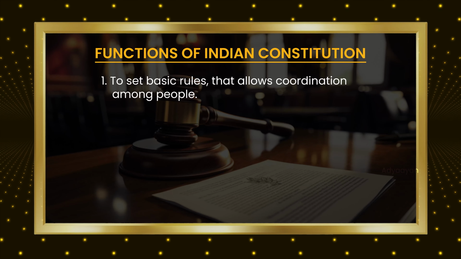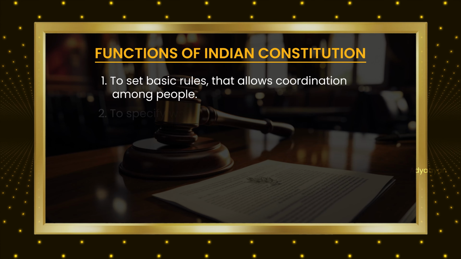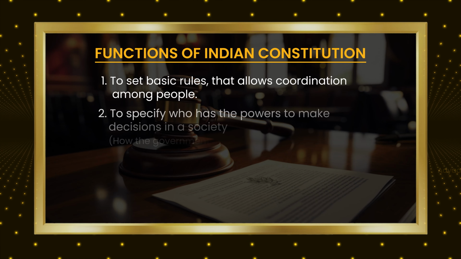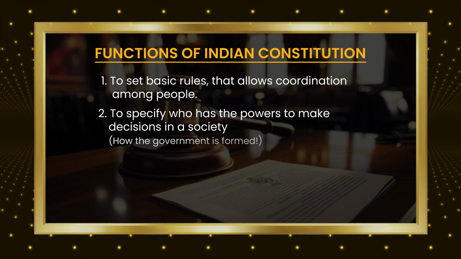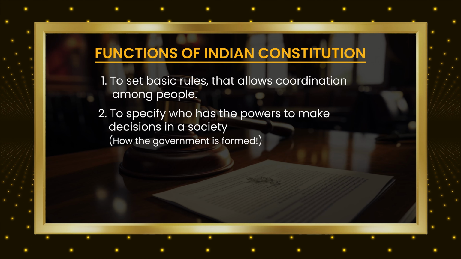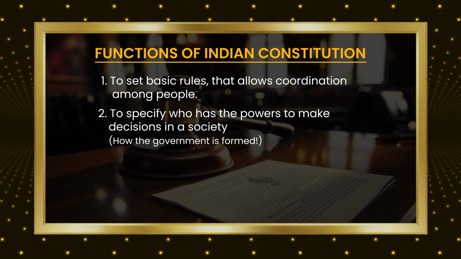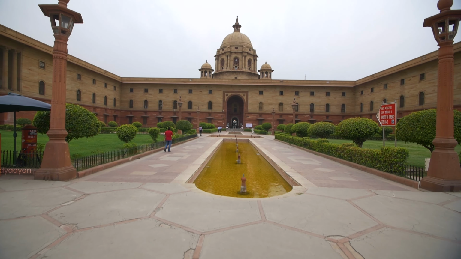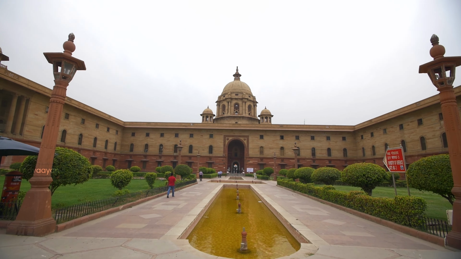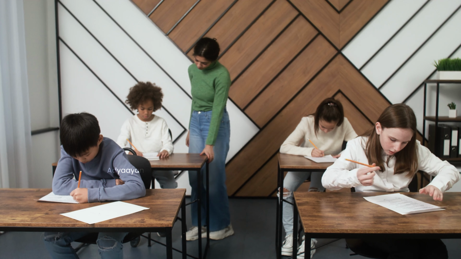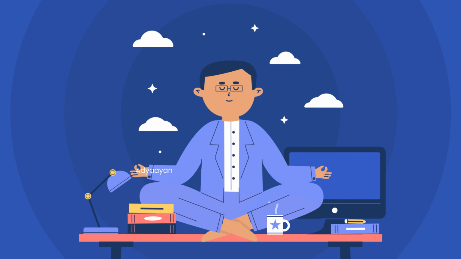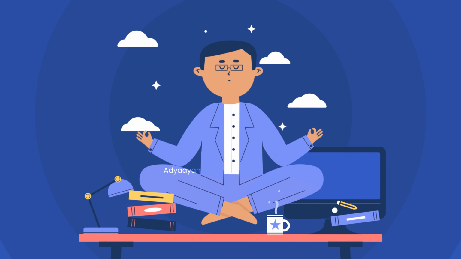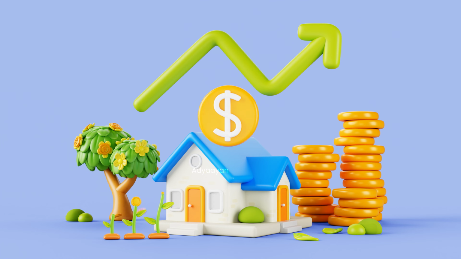And the second function of our Constitution is to specify who has the powers to make decisions in a society. In short, how the government is formed. In general, this function talks about who takes decisions about the society. Let us take an example. In a school, a principal decides when the exams must be conducted. In a family, the head of the family decides how the monthly budget is distributed.